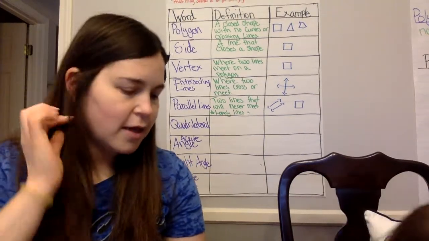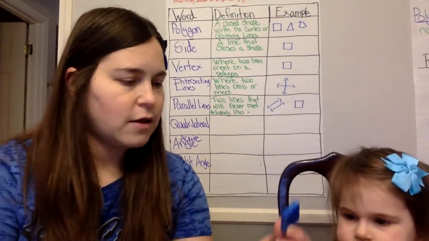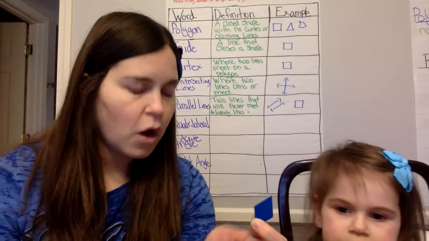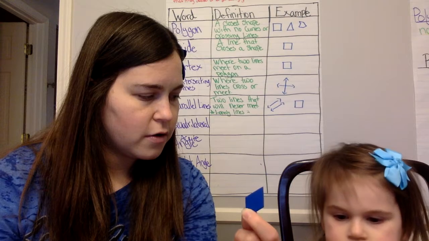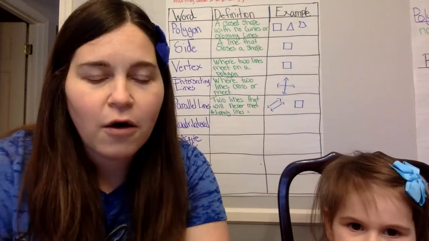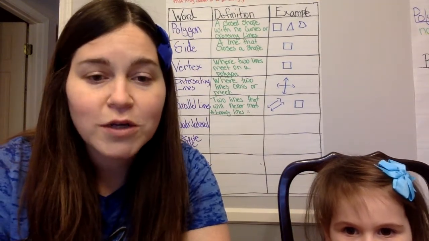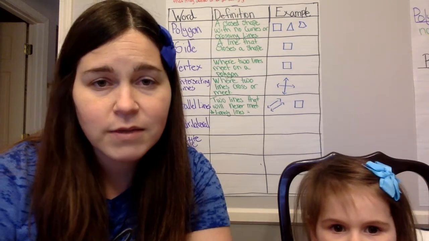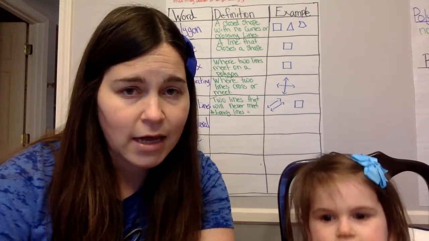So, Alyssa, can you count the number of sides on this one? But I already did. Oh, you did, and how many were there? 3. 3. There's 4. 1, 2, 3, 4. So when you count the sides, it tells you what shape it is, because different shapes have different names, and a lot of it is based on their sides.